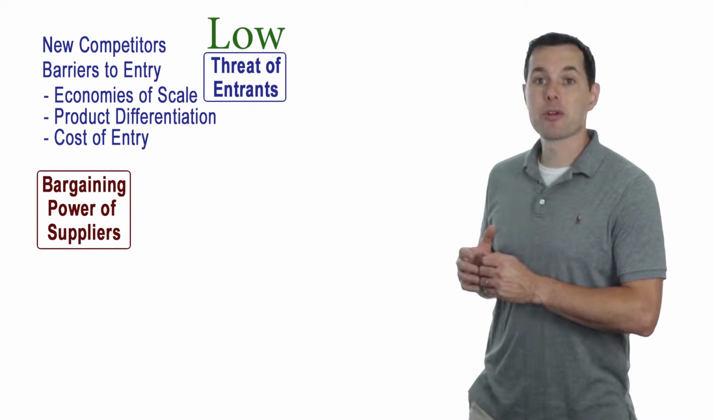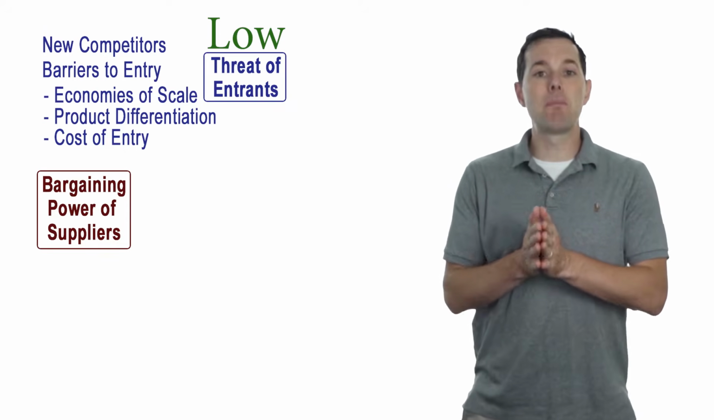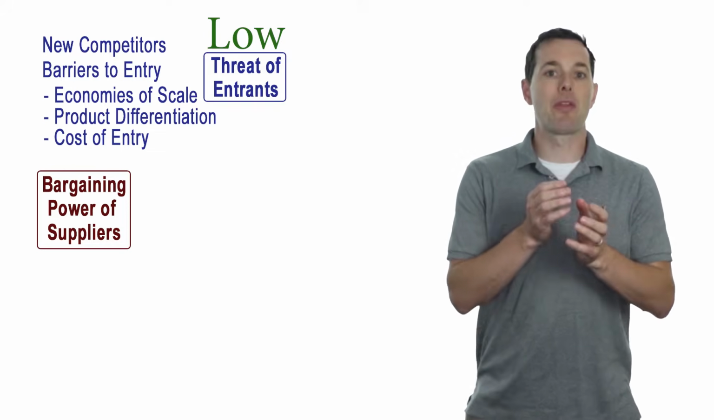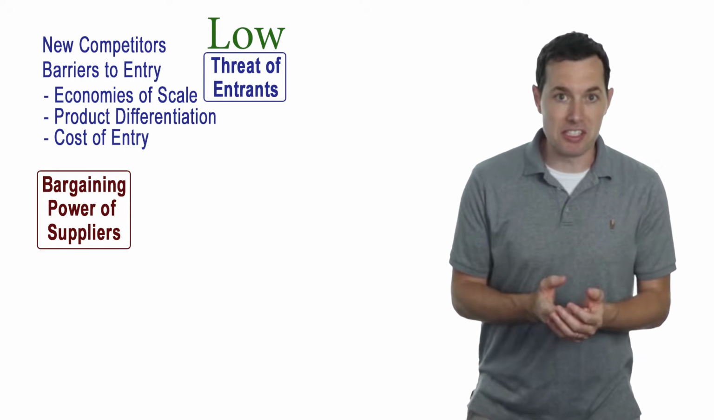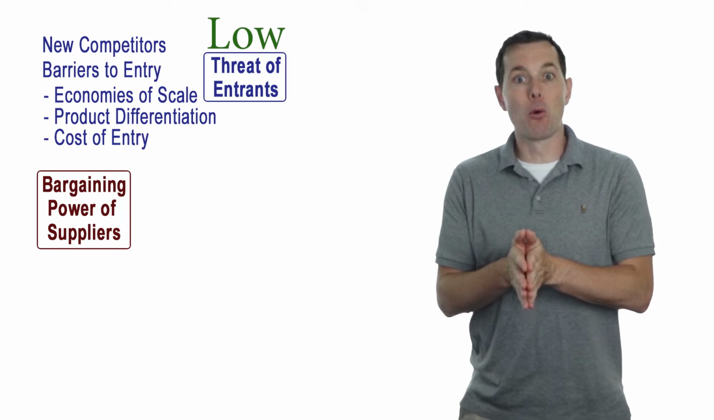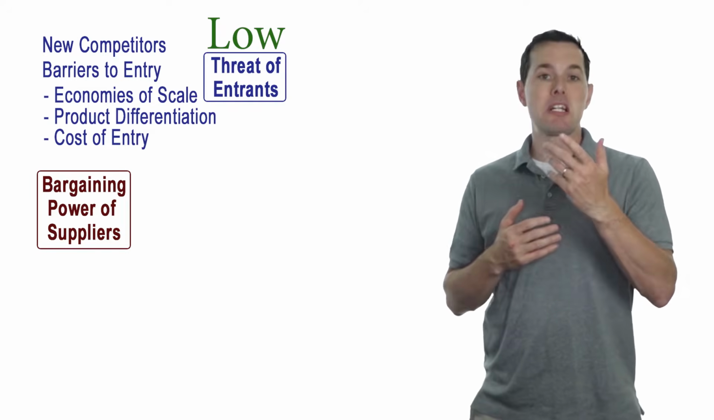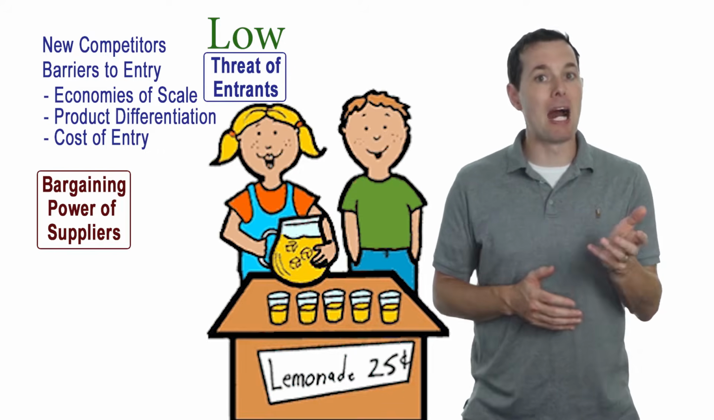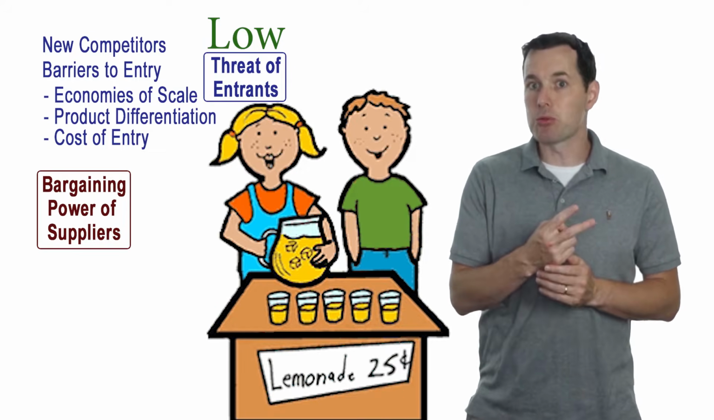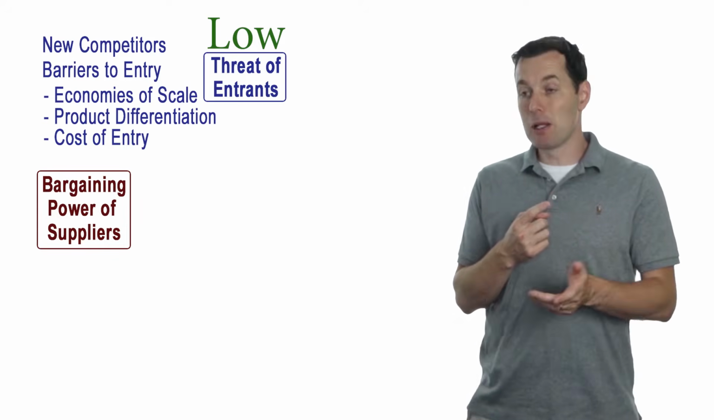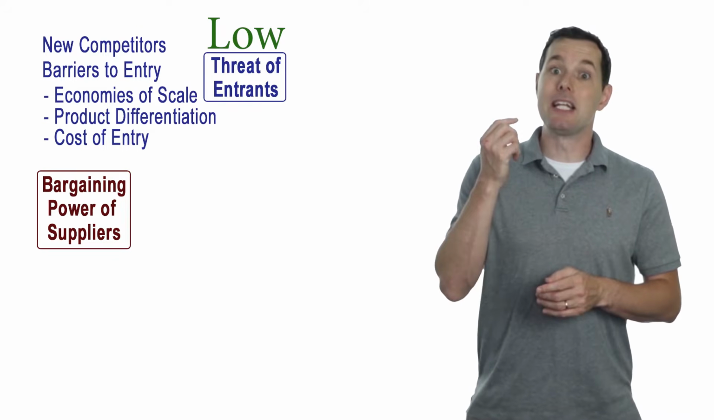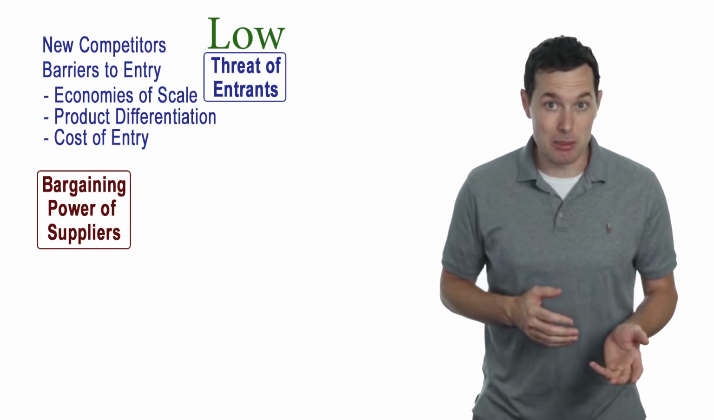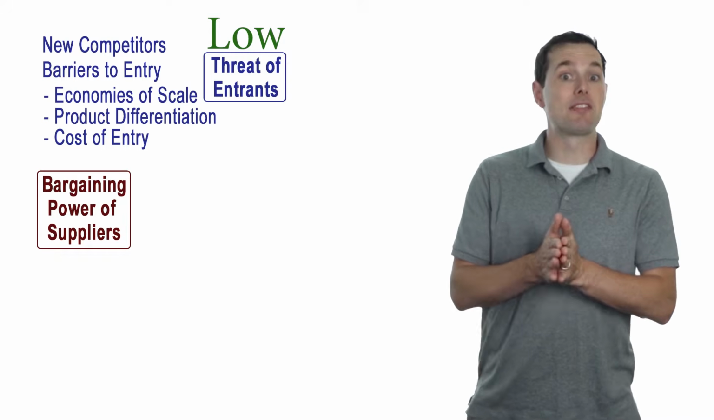Okay, so our next one on Porter's 5 forces is the bargaining power of suppliers. So this is important because the less power that a supplier has over a business, well, that's better for the business. So if we were running, let's say, a lemonade stand, and there were 100 different places nearby that we could buy lemonades from, well, 2 things would happen. First, the price of lemonades is likely to be quite low.